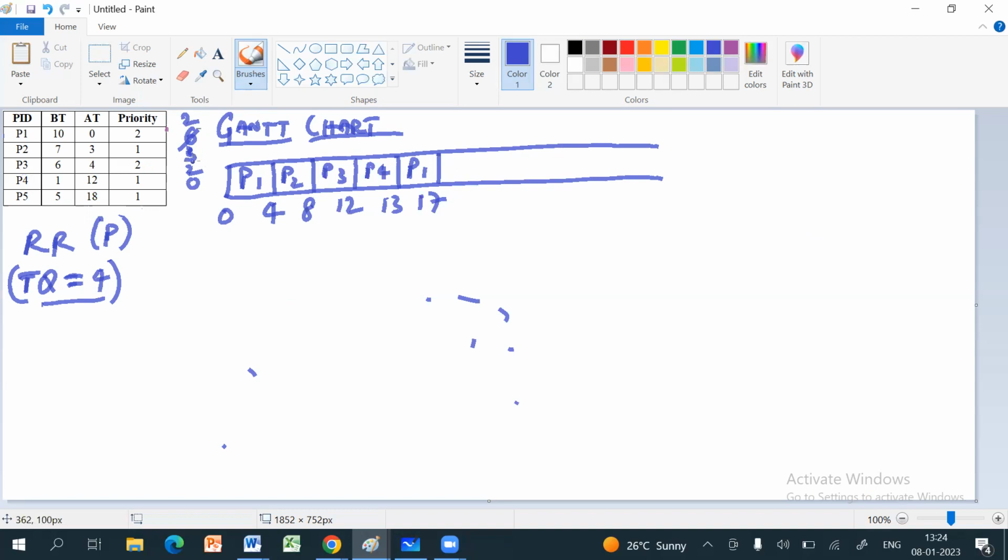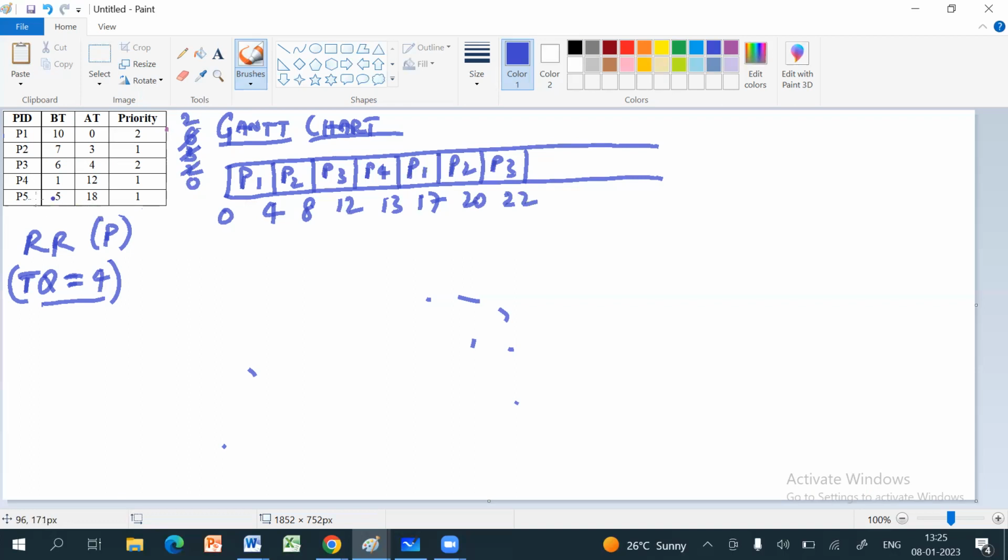Now P2 requires 3 units of time, but the time quantum is 4. Although time quantum is 4, I will utilize only 3 units of time because of the remaining time I have. So I will release the time quantum. So P2 has completed. P3 remaining time is 2. So time quantum is 4, which is okay with me because I require only 2. So I will continue only till 22 and release the time quantum.